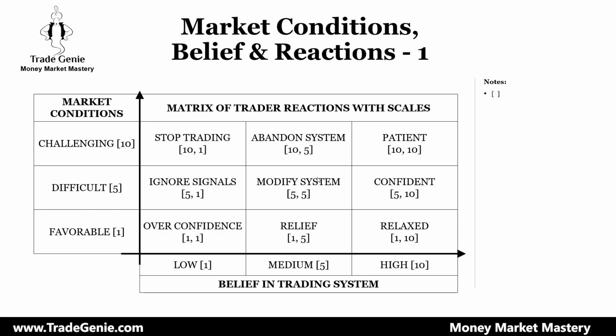So if we put this matrix, what happened? So this is when the market conditions are challenging, we stop trading. When we have a low belief in the system, we just stop trading. We ignore the signal. We become overconfident because conditions are favorable. On the other hand, when we have a high belief, we are relaxed, confident, and patient. So this is the kind of quadrant we have, instead of modifying the system or abandoning the system.